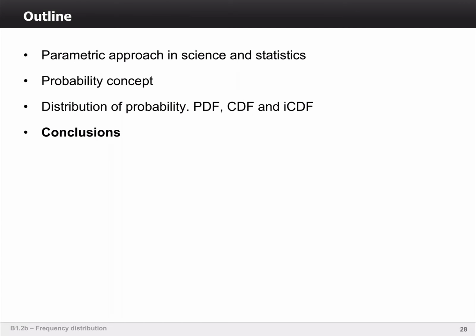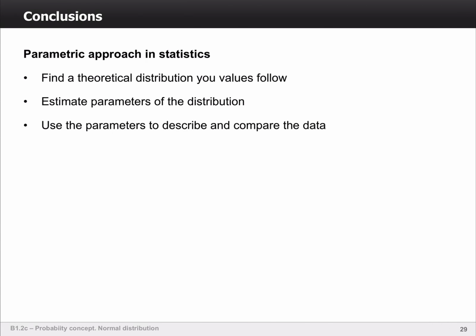To summarize this lecture, I would like to repeat a couple of the most important things. First of all, it's the parametric approach, how we use it in statistics. The idea is the following. First, we find a theoretical distribution that fits our empirical, real distribution well. Then, if we can find it, we estimate the parameters of this distribution, and then we use these parameters to describe and compare the data. Then how do we use the parameters?